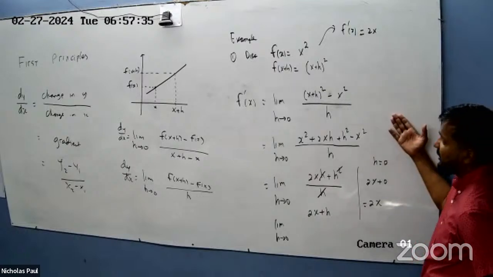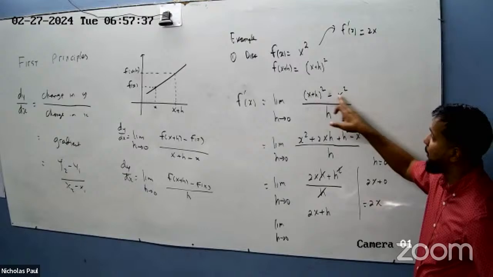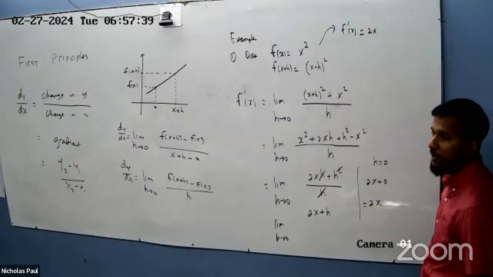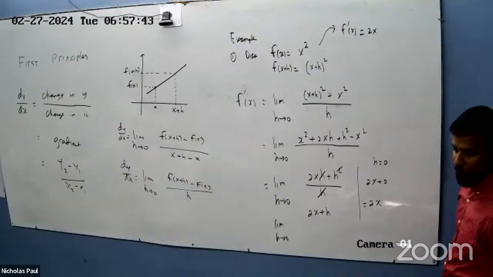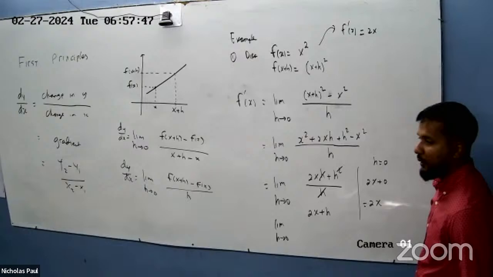So there's nothing really to remember. Just remember y2 minus y1 over x2 minus x1, which is over h. That's it. Let's look at a few examples.